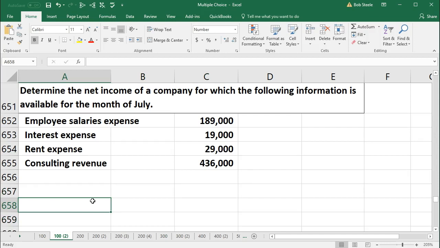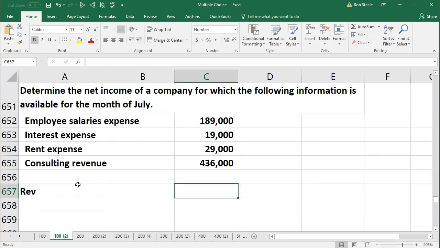For this problem, we will need to know what the net income calculation is, and then just know how to format our worksheet so that we can do this as quickly as possible if it were in a multiple choice format. Net income, of course, calculated as revenue minus expenses. So we can put this together as a small income statement. I'm going to call it revenue first. It's useful just to know how to format these things.